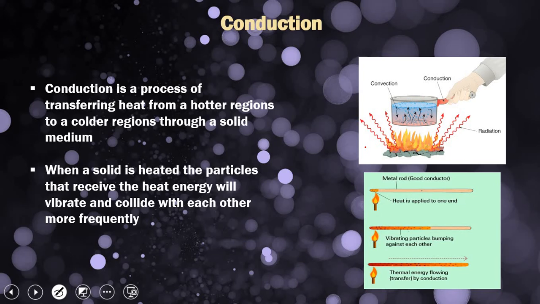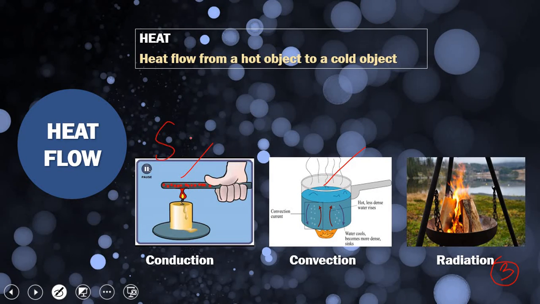Conduction is a process of transferring heat from a hotter region to a colder region through a solid medium. So conduction uses solid. Convection uses liquid or gas. Radiation does not need any medium. It only passes through vacuum or empty space.